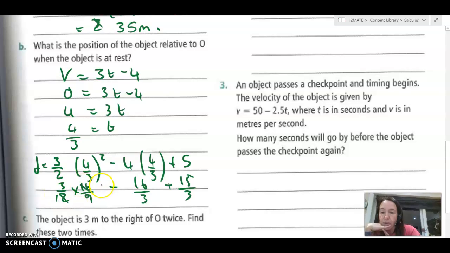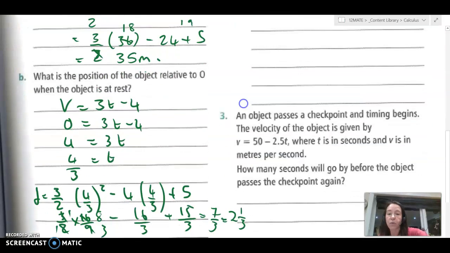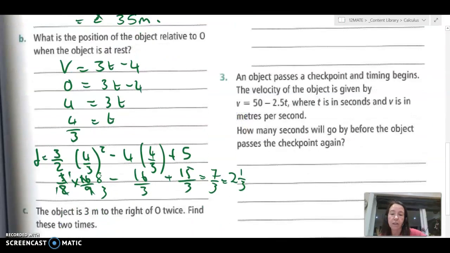2 goes into itself once, it goes into 16 8 times, 3 goes into itself once, it goes into 3 once. So 8 minus 16 over 3 plus 5, that's 7 over 3, which gives me 2 and 1/3. So it is 2 1/3 meters to the right of O, because it's positive, so it must be that.